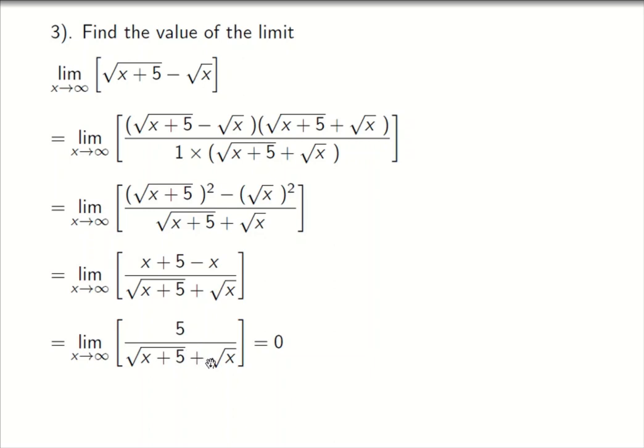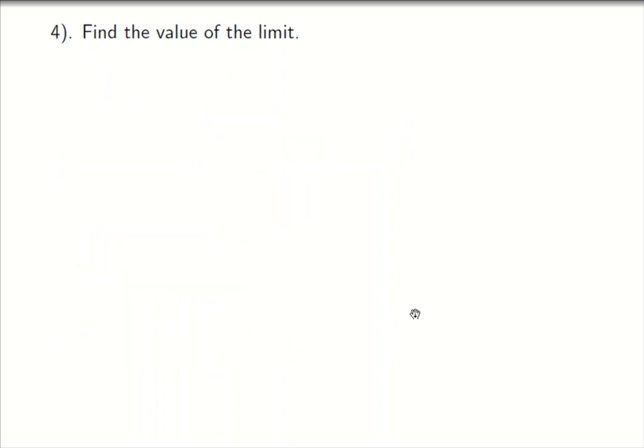You can try that on your calculator by punching 5 over, let's say, square root of 1000 plus 5 plus square root of 1000. And I'm pretty sure that you get something that is very close to 0. And as you continue and take very large numbers, you eventually get 0. Okay, that is it. Let's move on.